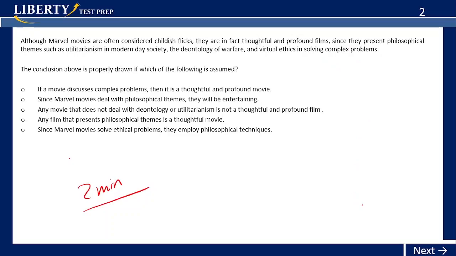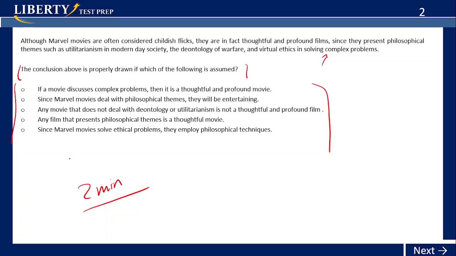Okay, a lot of philosophical, kind of weird things. So the question is, the conclusion above is properly drawn if which of the following is assumed. Basically, which of the following must be true in order for this conclusion to be properly inferred, properly deduced? So what must be true in order for the conclusion to work? Here you have 5 things.